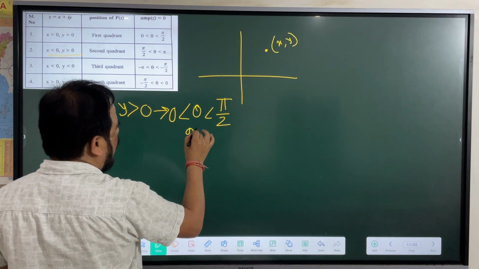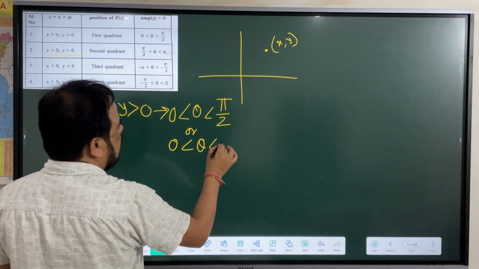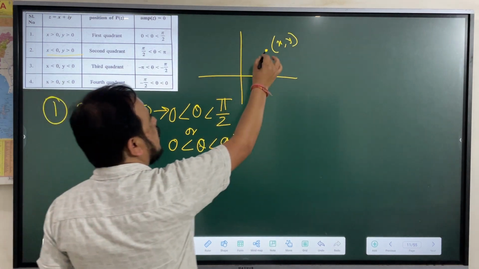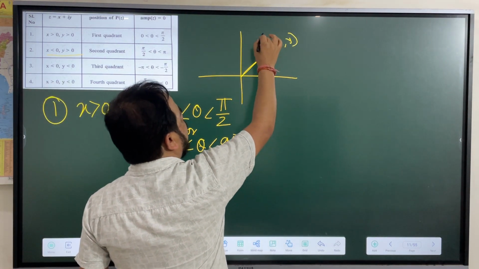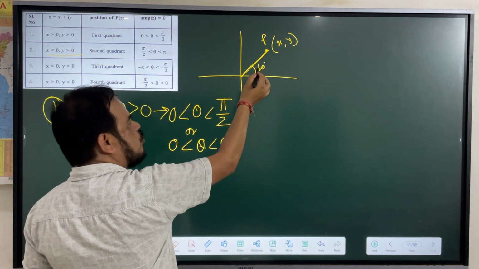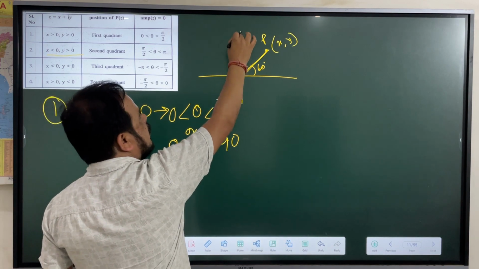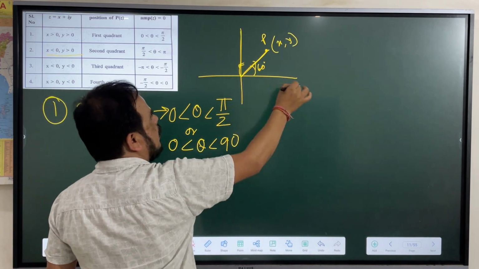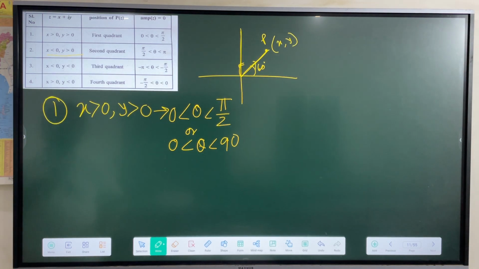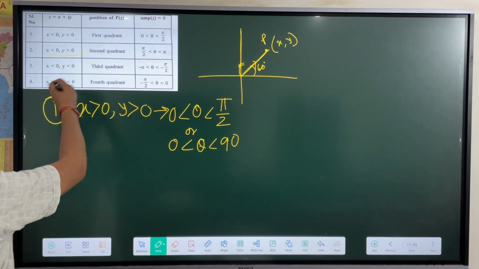That means in all, 90 degree. Theta will be greater than 0 and less than 90 degree, because here suppose this is the line OP. So this will be suppose 60 degree. So this is surely greater than 0 and this will be surely less than 90 degree, because this one is 90 degree. So it will be less than 90 degree. So this way number 2, number 3, number 4.